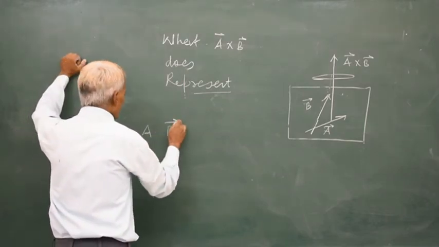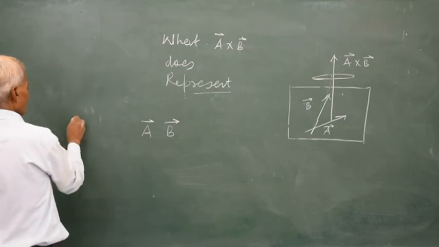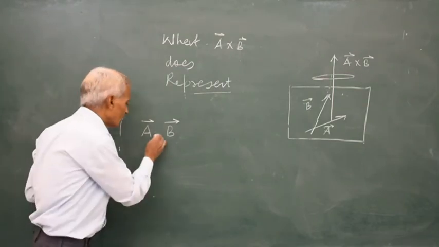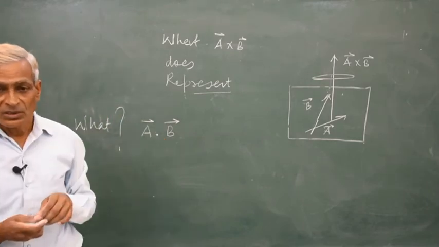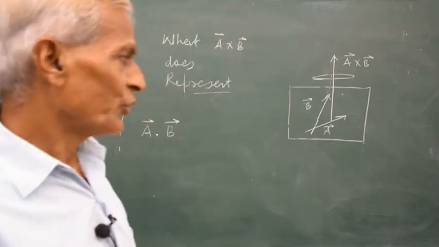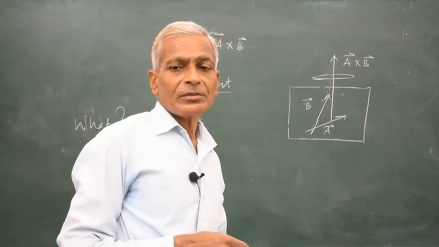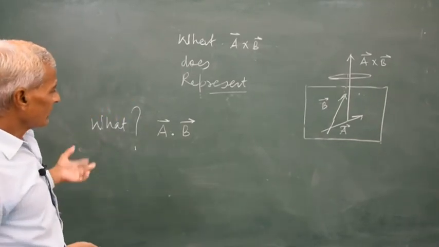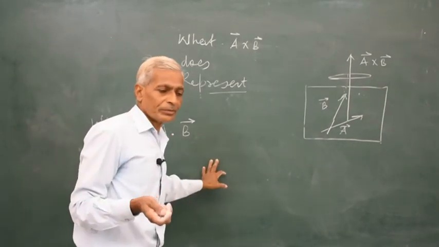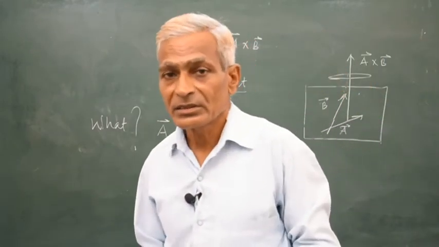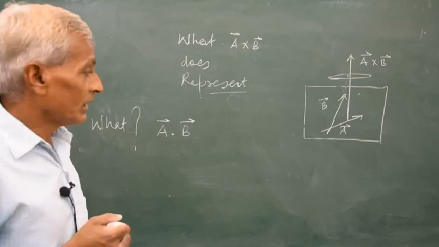And what does A dot B represent? So A dot B is a simple scalar quantity. Now a few questions arise: what is a scalar and what is a vector? It is well known to you, must be known to you, because you have already read this subject in 11th and 12th properly.